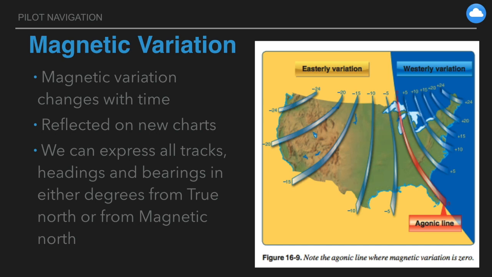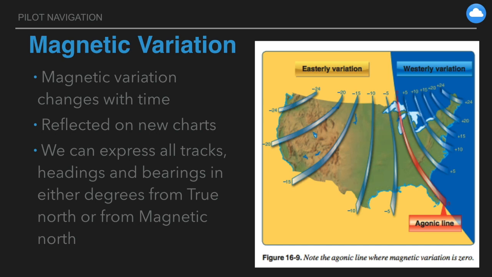Anything to do with direction can be expressed as either true or magnetic. And a big part of your job in flight planning is to keep it all straight. Okay? In other words, don't use true when you mean magnetic or vice versa. Ultimately, at the end, you want to be able to fly a compass heading, a magnetic heading, and get to where you're going. That's really the end goal. But there's a bunch of steps you have to go through to get there.